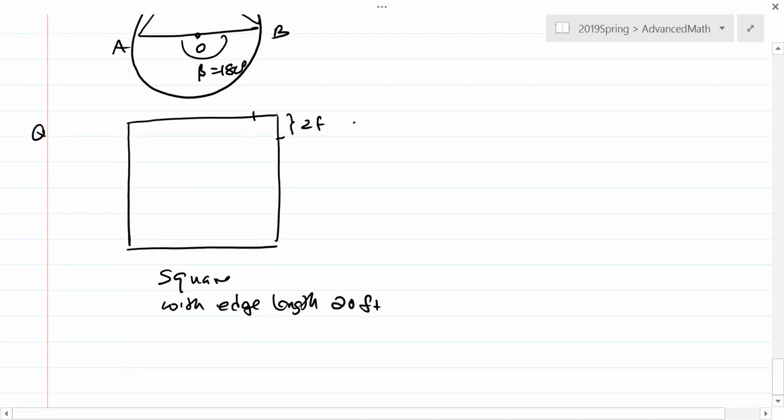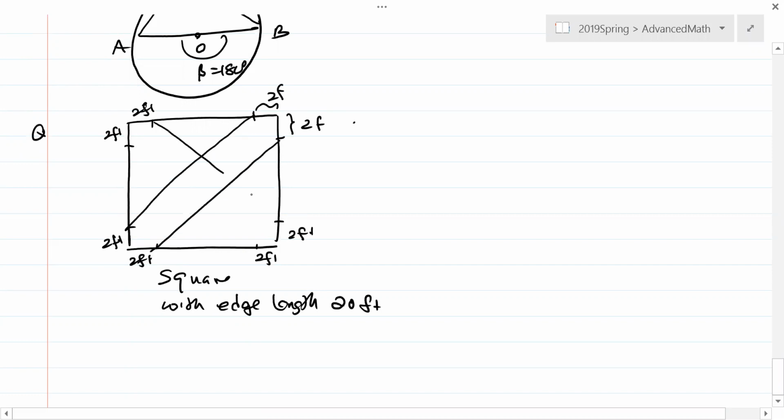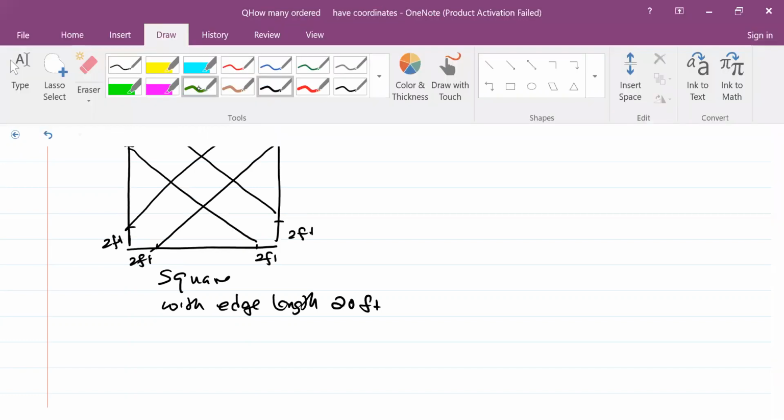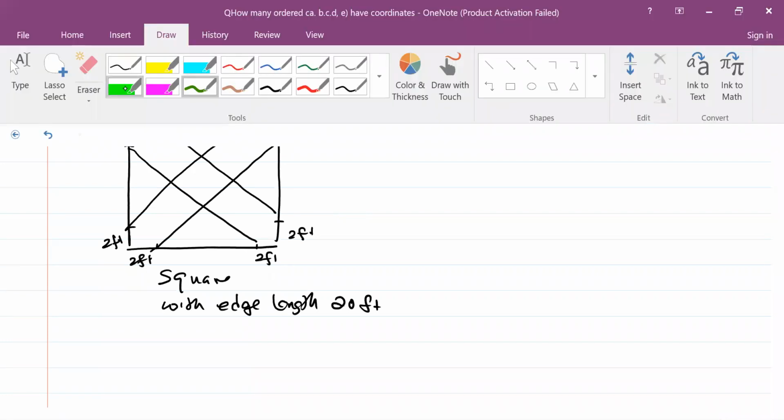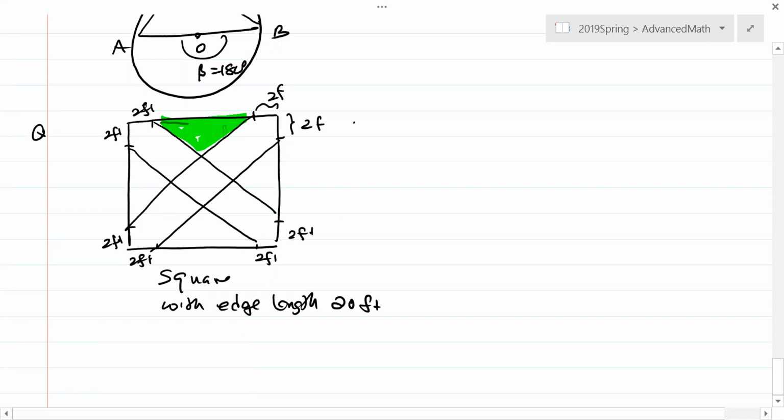2 feet, the same way, doing like that. 2 feet, 2 feet, here 2 feet, 2 feet, 2 feet, 2 feet. Then I connect these two lines. So I build the path, and the remaining area will be the flower gardens.